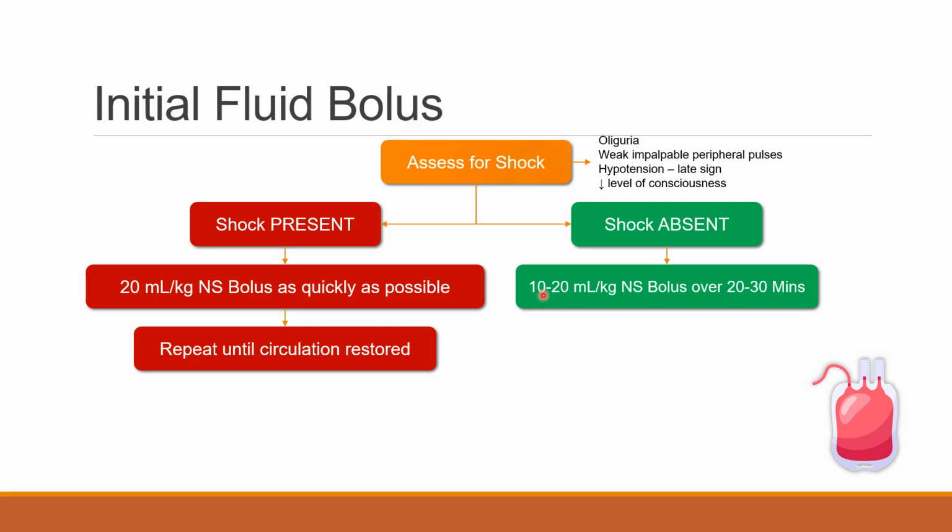But suppose the patient's pH is 7.21, it is almost at the borderline of moderate diabetic ketoacidosis, so maybe you can use a 20 ml per kg bolus. So it is completely depending upon your clinical judgment.